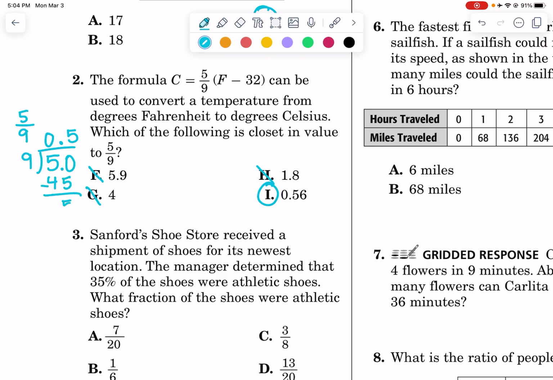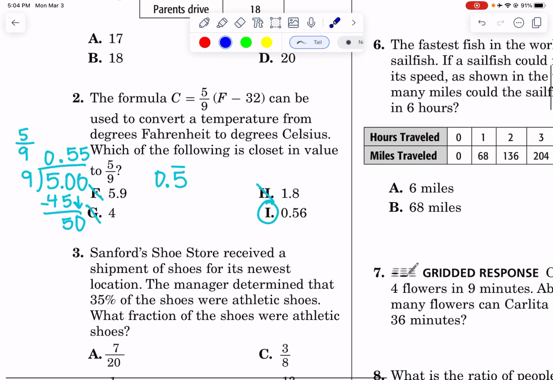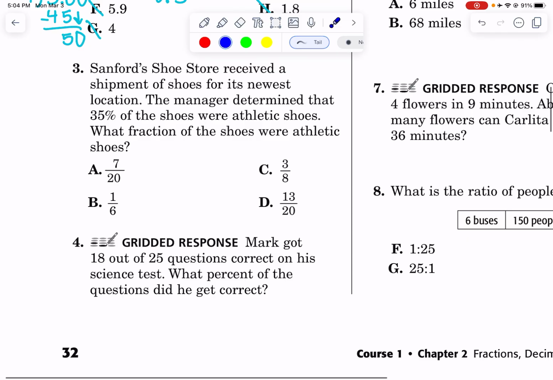Minus equals 5. I'm going to add another 0 and bring it down. How many times does 9 go into 50? Well, again, 5 times. That's going to keep repeating, 0.5555. If we remember, we write it like this in bar notation with the line over the 5. But this answer must have rounded, 0.56. So either way I solved, I would have gotten I.